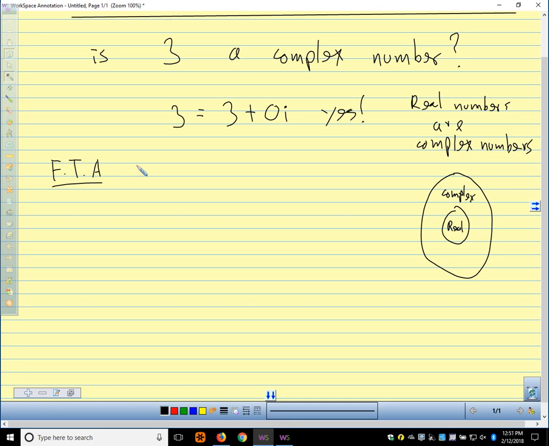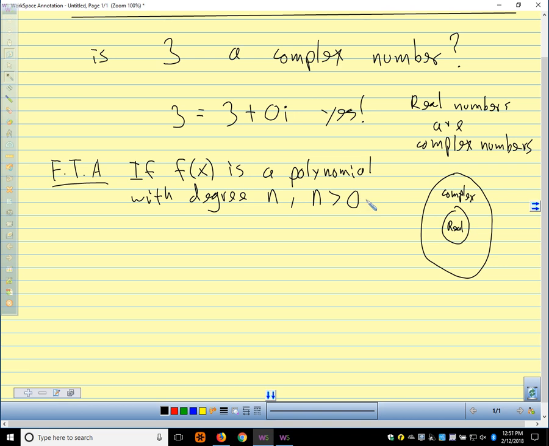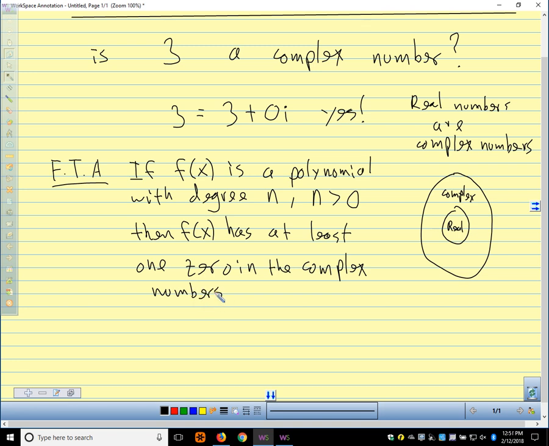Fundamental theorem of algebra says if f of x is a polynomial with degree n, so that's the highest power on our variable, where n is greater than 0. So it's not that interesting if our highest power on our variable is 0. Then f of x has at least 1 zero in the complex numbers. And I'm going to put in parentheses, the zero may be repeated.